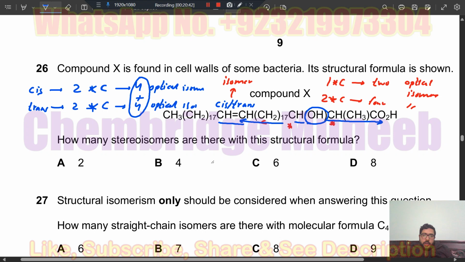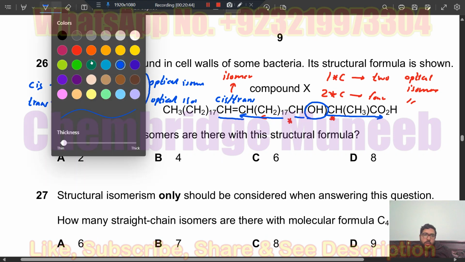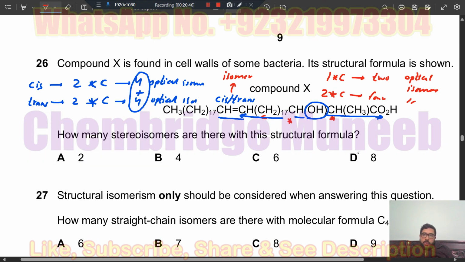Only then we get the right answer, that is the D option. So we wouldn't say that it has in total 6 as a result of one optical isomer, one cis trans and 2 asymmetric carbons. So no, that is not 6. The right answer is 8, because for every cis we have 4 optical isomers, and for every trans we have 4 optical isomers.